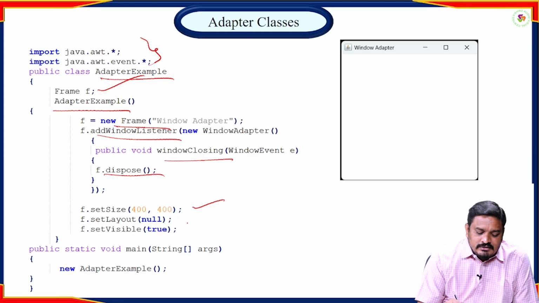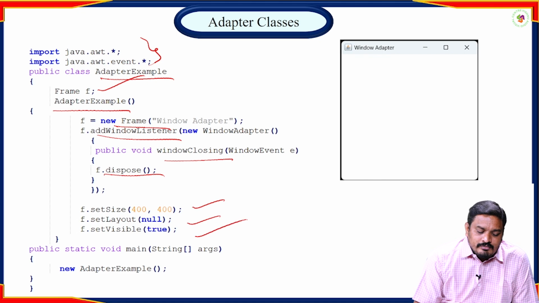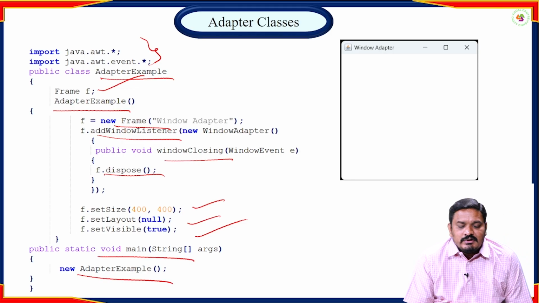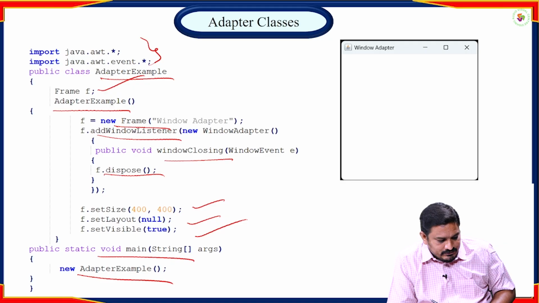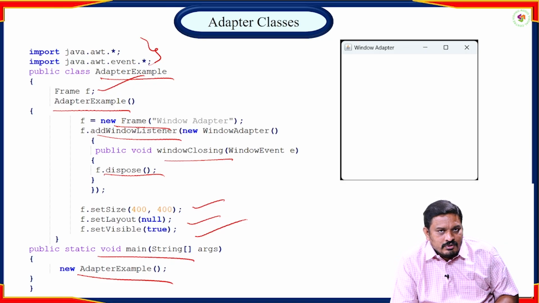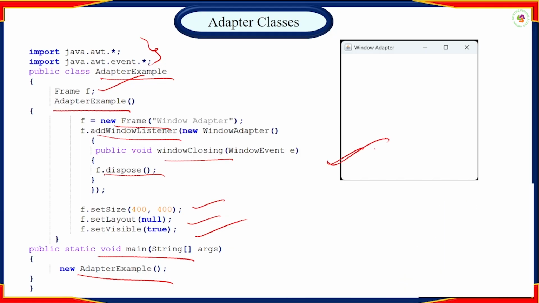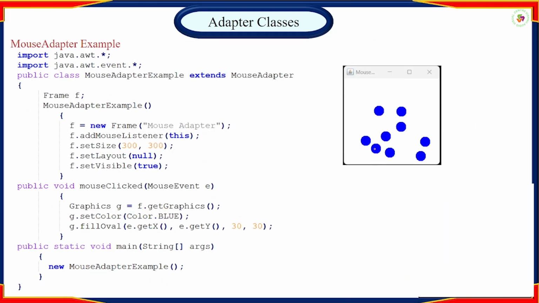And we also assign some methods: the setSize method, setLayout method, and setVisible method. The main method is there. This one is the adapter example. This is a simple example. When we execute this program, the window will be displayed like this. That is the adapter class.